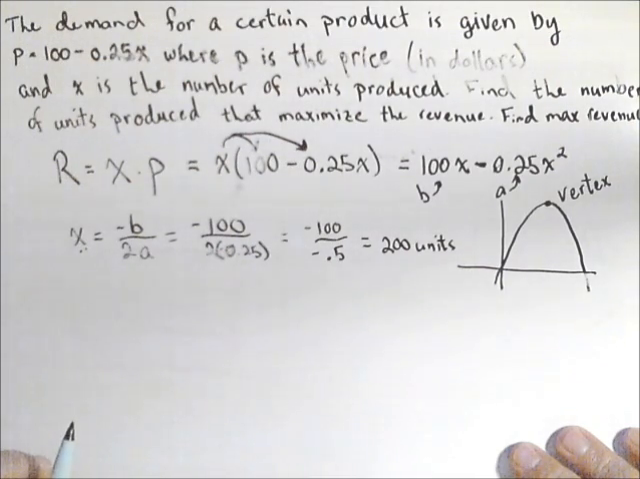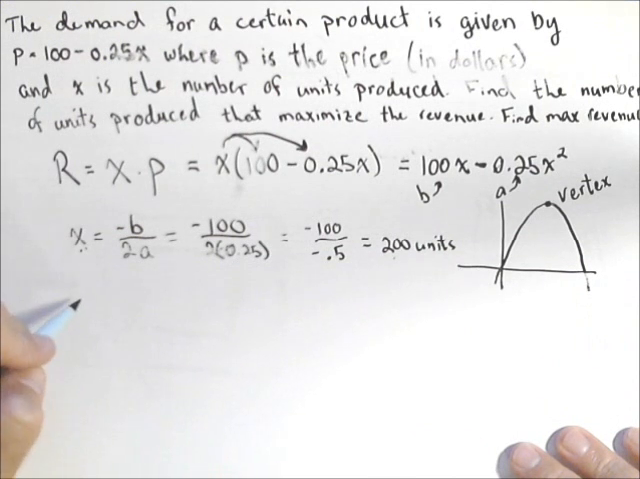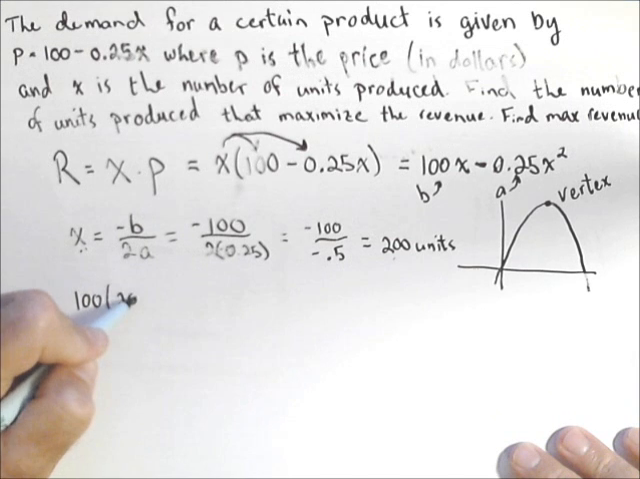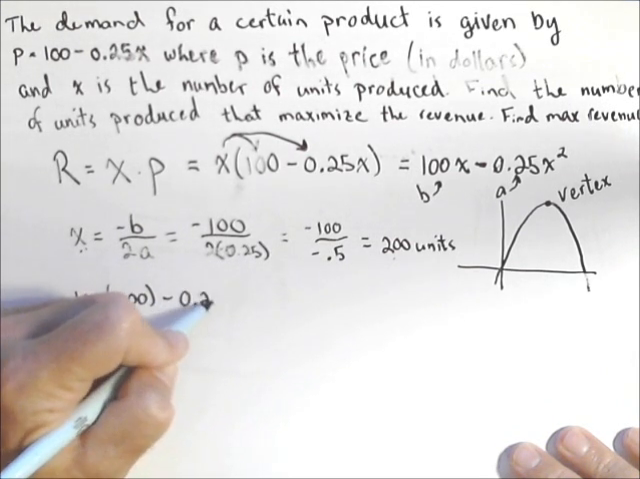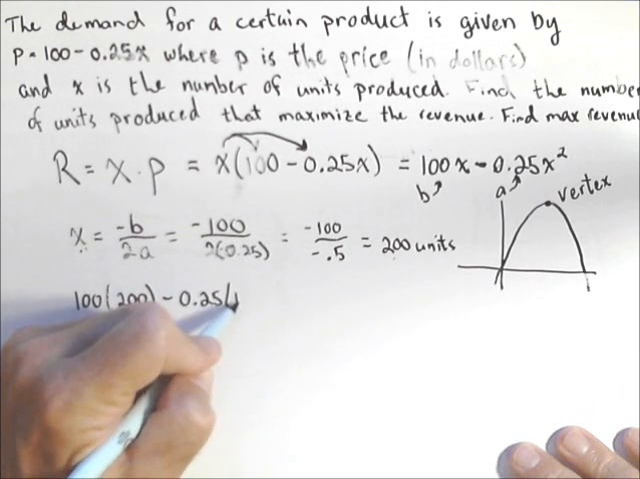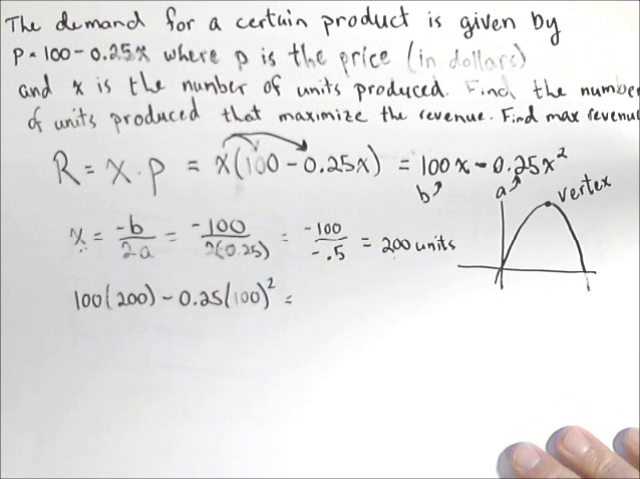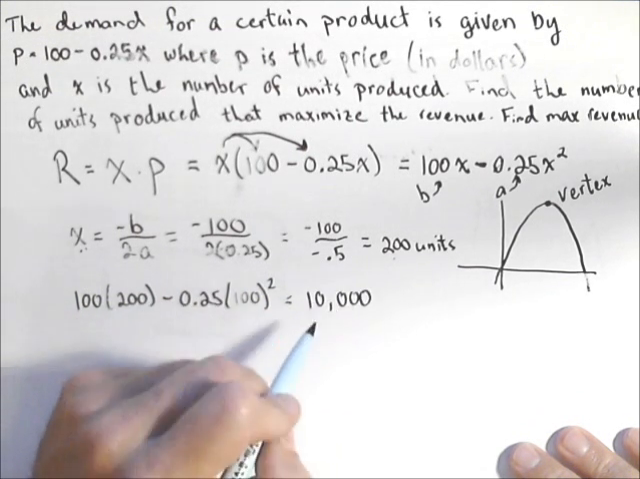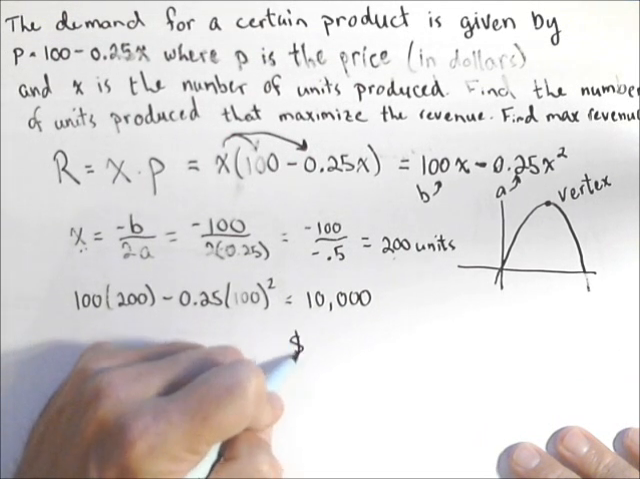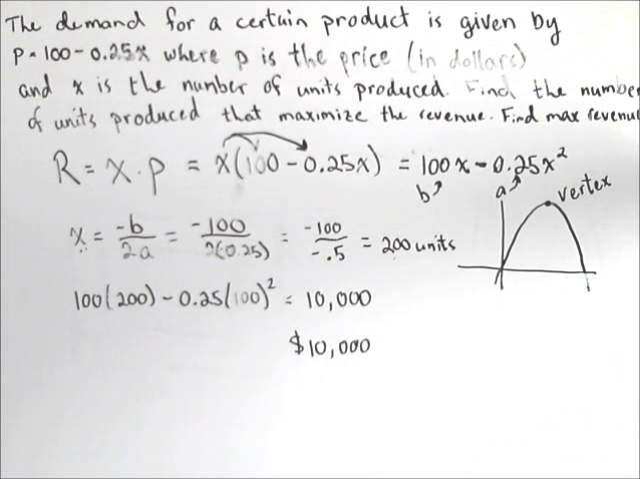Their maximum revenue comes from putting this 200 into our revenue function. So we'll have 100 times 200 minus 0.25 times 200 squared, which, when we're done calculating, comes out to be 10,000. And now we are talking about the revenue. So the maximum revenue is $10,000 for this company with this given demand.